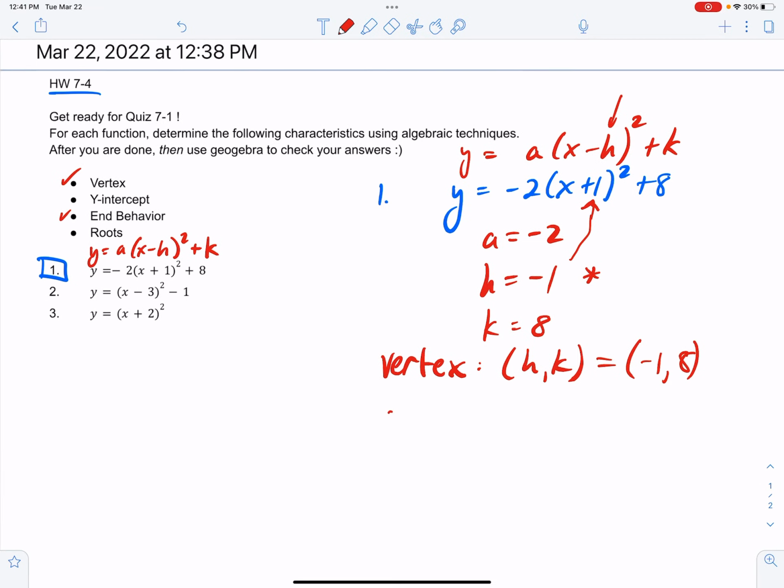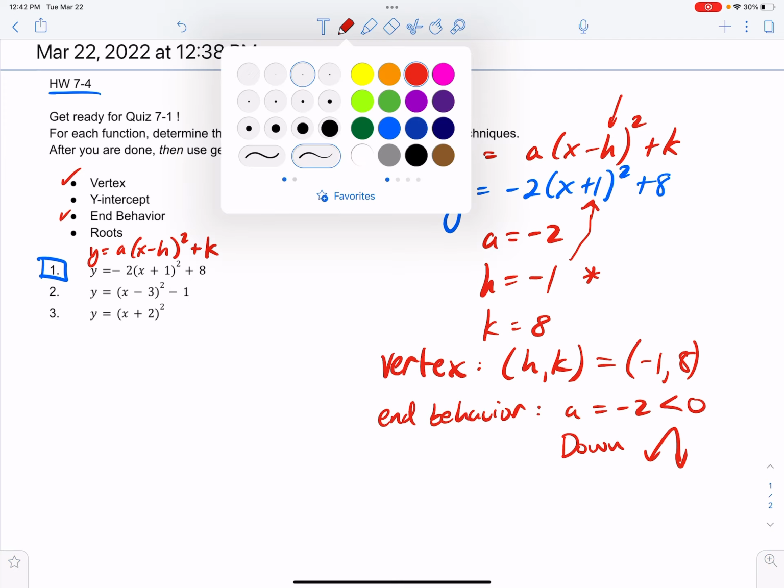The value for a will tell us the end behavior. So in this case, a is a negative number, which means that the end behavior is such that the function points down, the parabola points down. So that's the two parts that we can do really just from reading the formula.